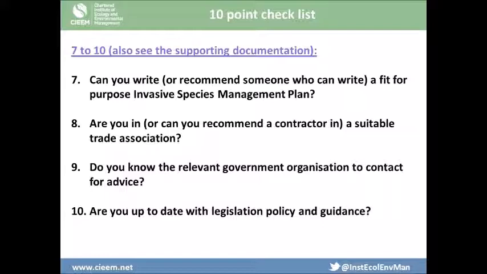So the last few questions here: can you write or recommend someone who can write a fit for purpose invasive species management plan, so one that takes into account all relevant legislation? Are you in, or can you recommend, a contractor in a suitable trade association if you're involved with control or recommending somebody to carry out control? Do you know the relevant government organization to contact for advice if you have a question, say about waste disposal? And are you up to date with legislation, policy, and guidance? So do you check those two websites that we listed on a semi-regular basis to see what new species have come in, or maybe new species have been added, and all that kind of stuff?